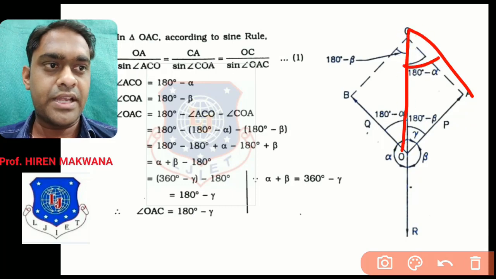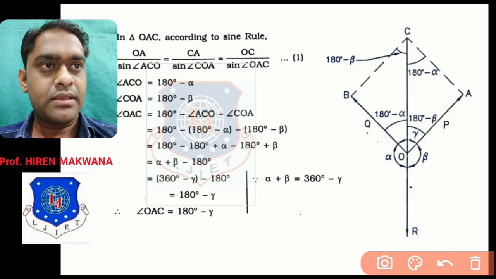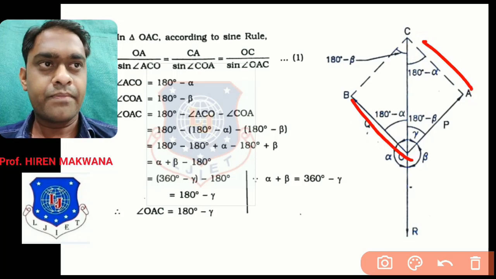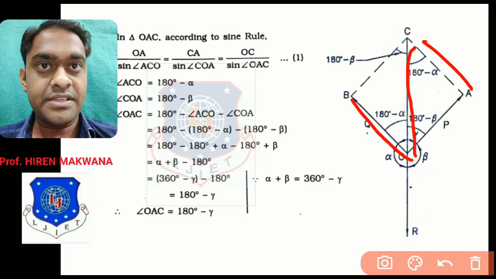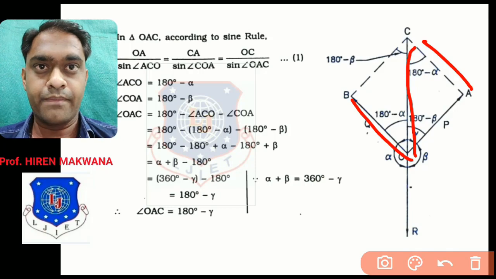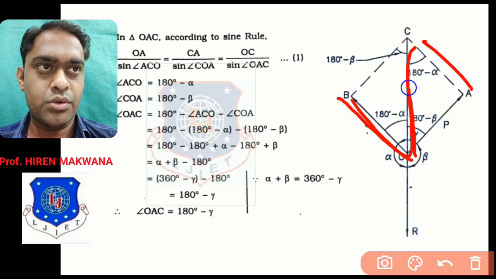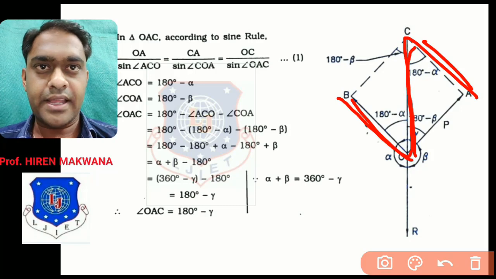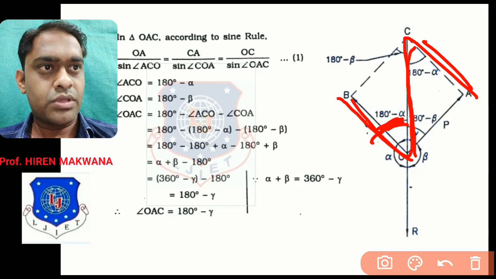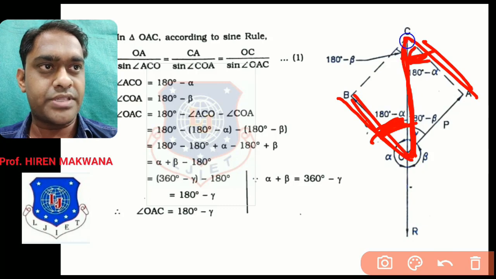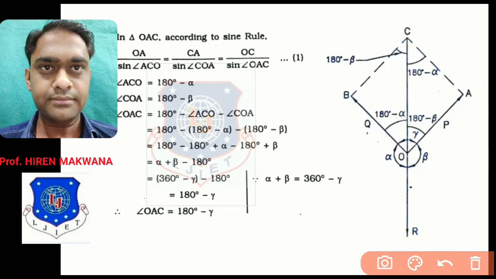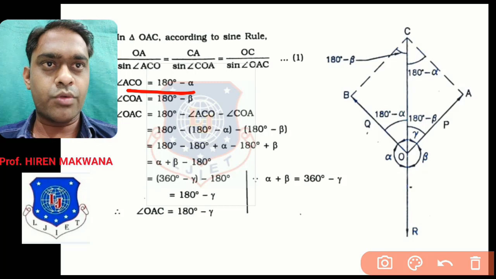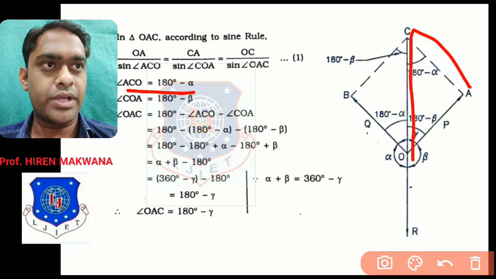Now how this is 180 minus alpha? Actually, these two sides are parallel. This is the diagonal. So you can just see here it is Z forming. Alternate angles are forming. Okay, Z like this. Alternate angles. So this angle, which is 180 minus alpha, I have explained you. So this angle and this angle both are same, 180 minus alpha, because of Z forming alternate angles. So ACO is equal to 180 minus alpha.